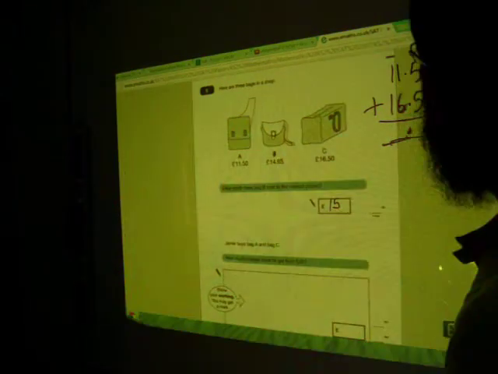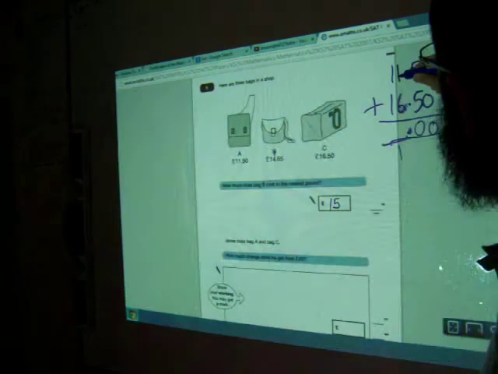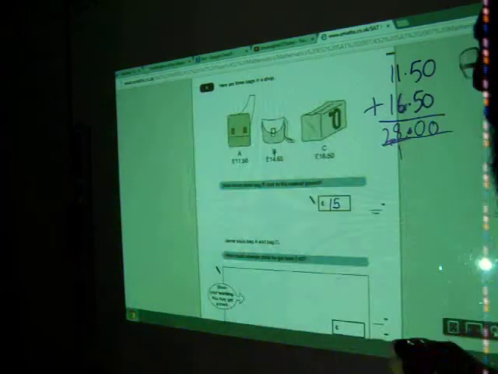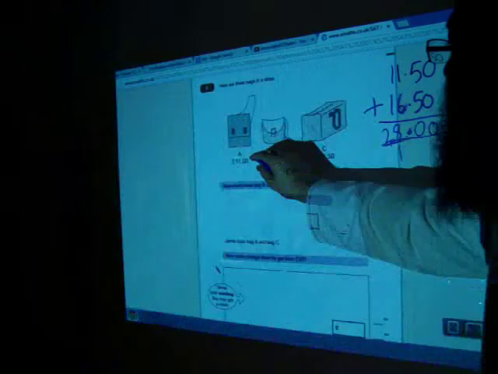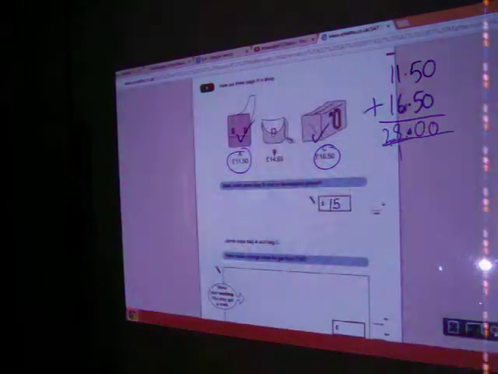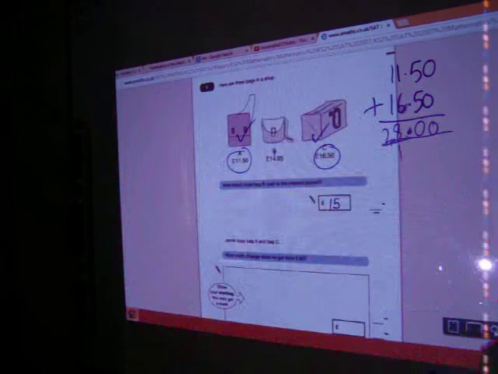Now copy the decimal point down, so that'll give you 0. 5 and 5 will give you 10. 6, 7, 8. 2. So the answer is £28, the cost of bag A and bag C. Okay, we're going to bag A and bag C. £28.